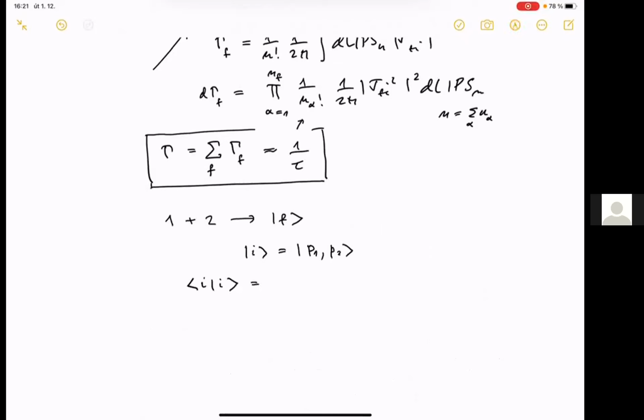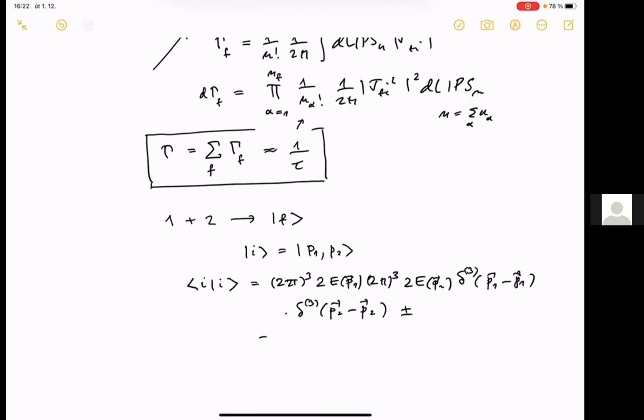is just, as we know, provided these particles are bosons or fermions, (2 pi)^3 times 2E_1, (2 pi)^3 times 2E_2 times the three-dimensional delta function of p1 minus p1 times delta function of p2 minus p2. This is one term, and the second term corresponds to the other pairing of the creation operators, and depending on whether the particles are bosons, this corresponds to the plus sign, and for fermions, to the minus sign. The second term here will be just (2 pi)^3 times 2E_p1 times (2 pi)^3 times 2E_p2, but now with the different pairing between the momenta, delta 3 of p1 minus p2.